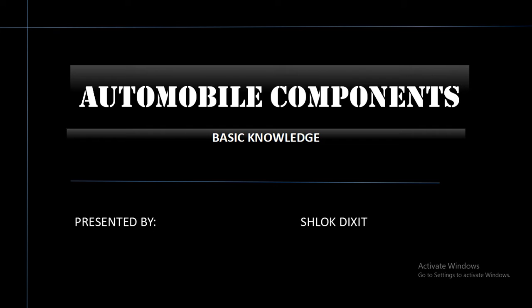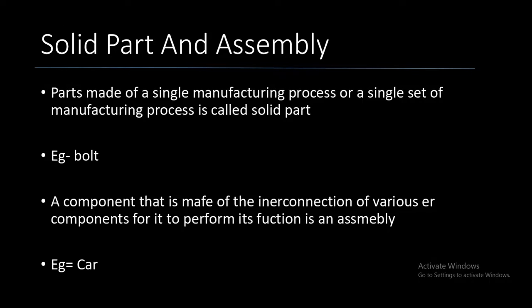So, let's get started. What is a solid part and what is an assembly? We are discussing this point. A part made of a single manufacturing process or a single set of manufacturing processes is called a solid part. An example is a bolt. A bolt is made of a single material, that is, steel or any other material, and performs only one type of function. An assembly is a component made of the interconnection of various parts to perform various types of functions.